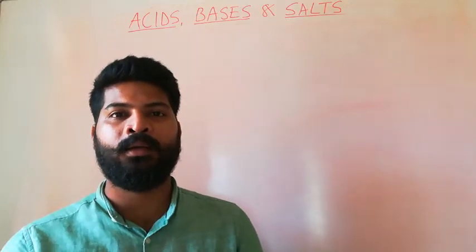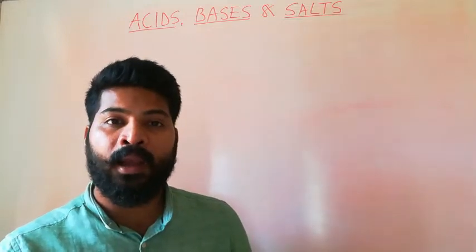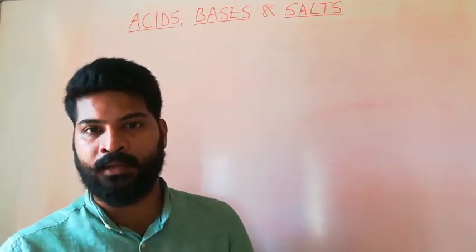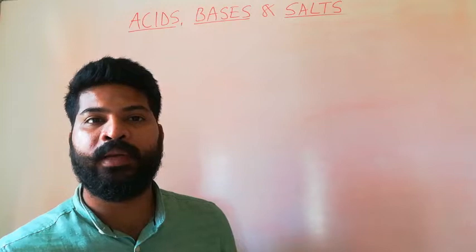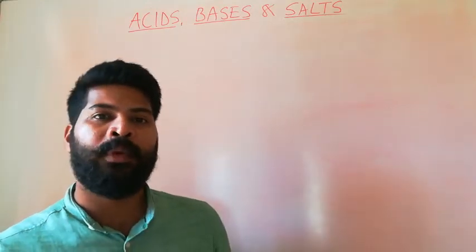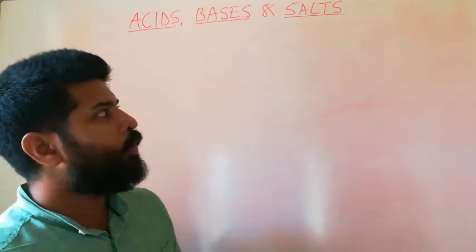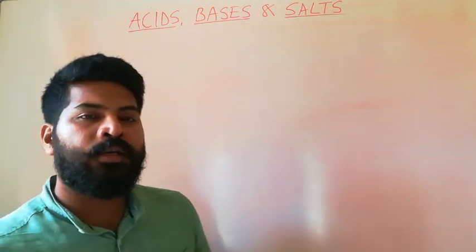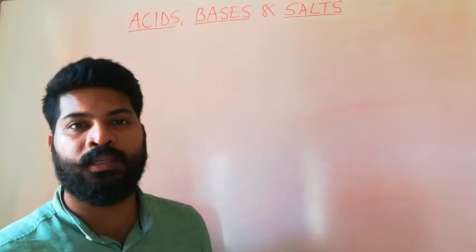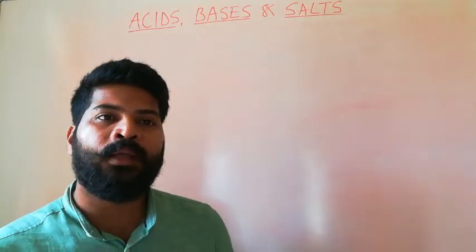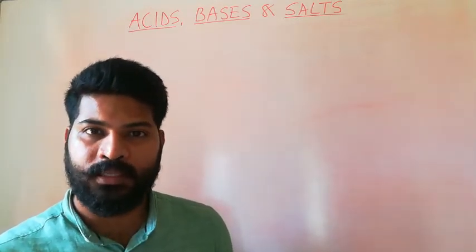Welcome back. In the previous session, we discussed the general properties and chemical properties of acids and bases, and how acids and bases react with a variety of different substances like metals, metal carbonates, metal oxides and non-metal oxides. So at the end, we realized that when acids and bases react with each other, they produce salts, and in some other reactions, formation of salt is also seen.